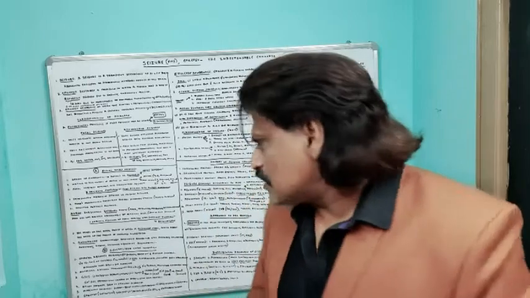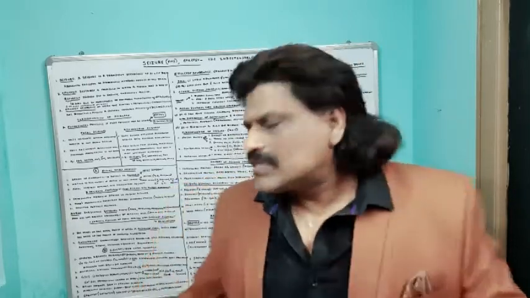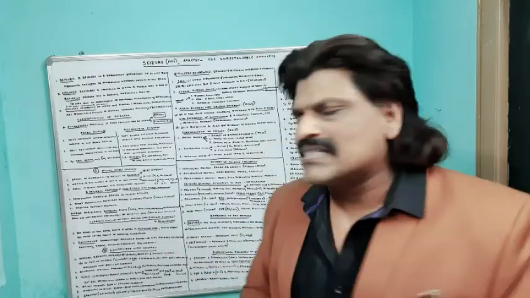The three salient features of focal seizures with intact awareness are Jacksonian march, Todd's palsy and epilepsia partialis continua. Right, this is all about the focal seizures. Now let's see about the generalized onset seizures. We've just seen focal onset seizures. Now we'll see the generalized onset seizures.